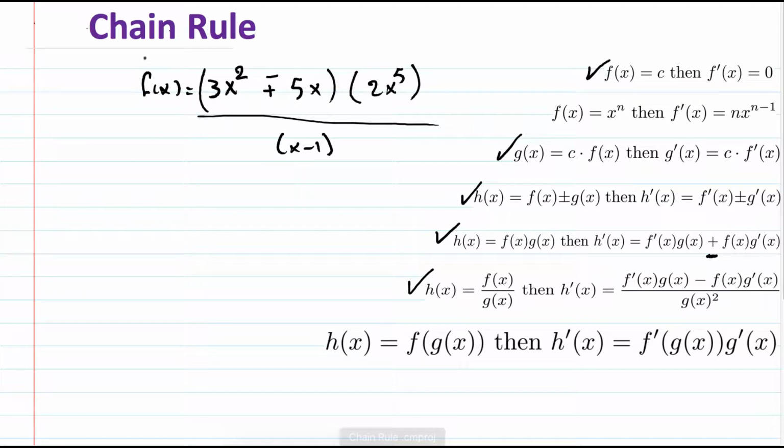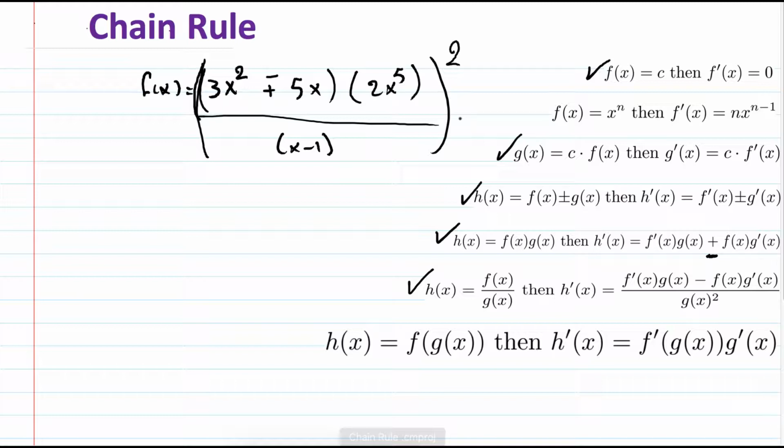That will give you f prime of x, or suppose this is h of x, that will give you h prime of x. Okay, however, what do you do if I have everything that I have right here raised to a power of 2? What do you do? How can you differentiate something like that? This is a composite function. I have this function inside another function.